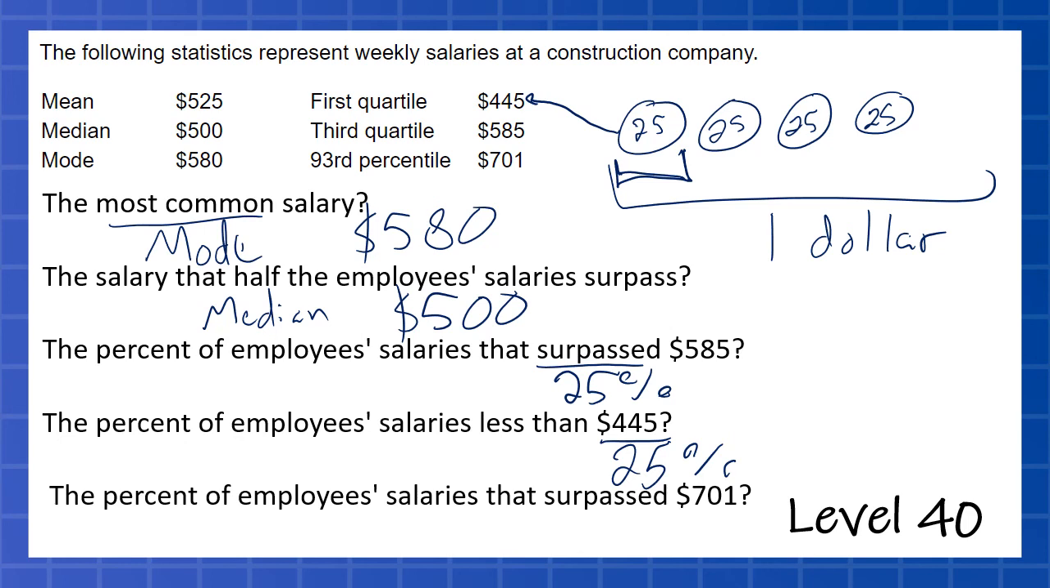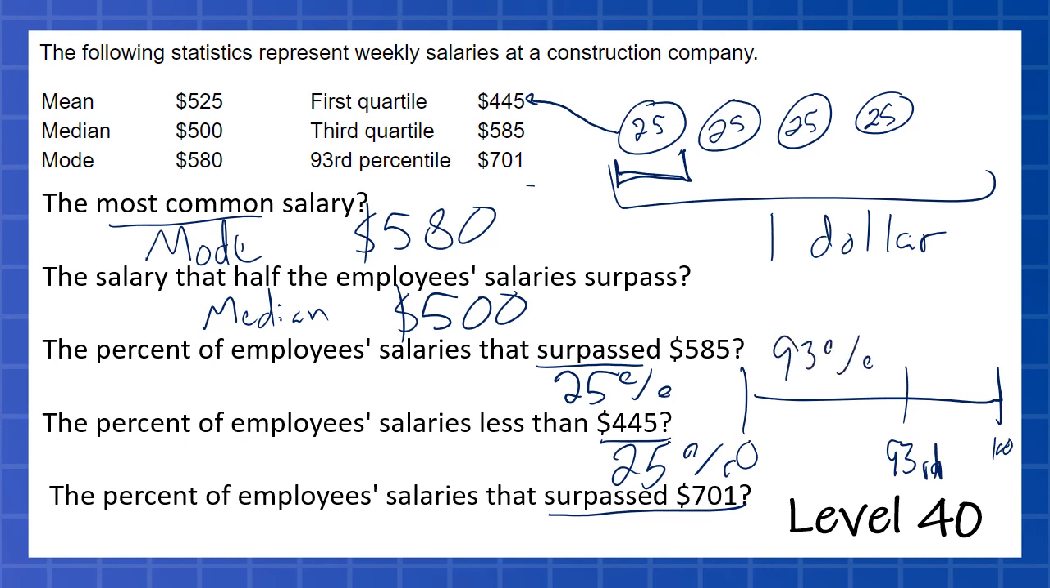The last question is that surpassed 701. Now, 701 is not exactly on a quartile. It's at the 93rd percentile. And what a percentile says is that if 100% of the data is between here and here, if I put the 93rd percentile here, that means 93% are below that. So this actually doesn't ask below, it asks surpassed. In other words, what is the rest of it? What's above that 93%? And so our answer is going to be that 7%.